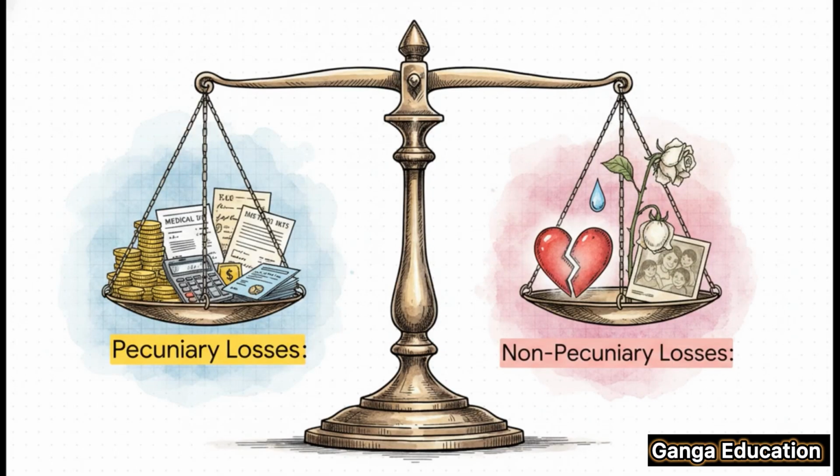The court has to weigh two kinds of losses. On one side, you've got pecuniary losses. These are the tangible things, the stuff with a clear price tag, like doctor's bills. But on the other side, you have the non-pecuniary losses, and this is the intangible stuff, like pain, suffering, or just not being able to enjoy life the way you used to. A truly fair judgment has to balance both sides of the scale.